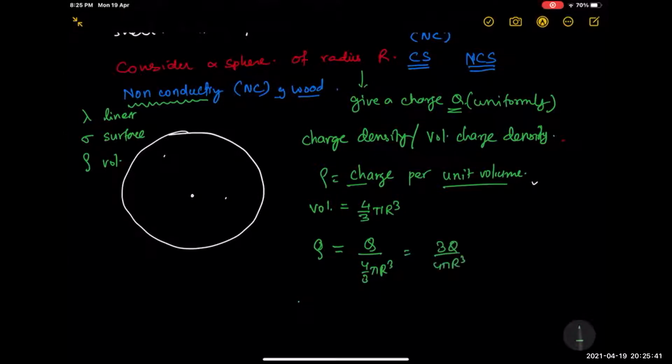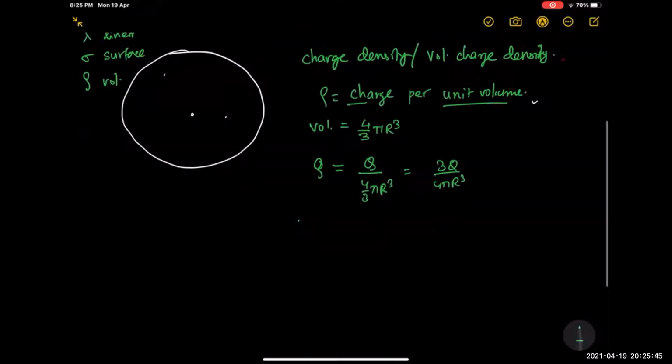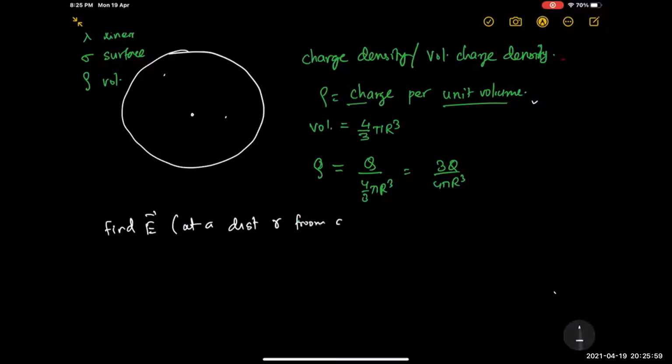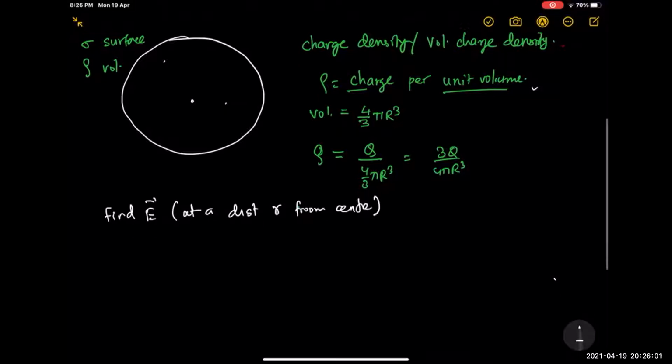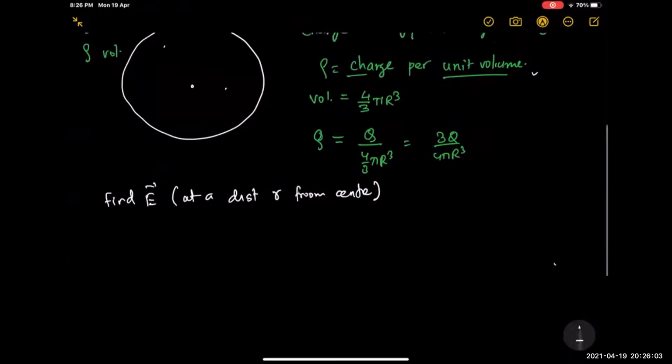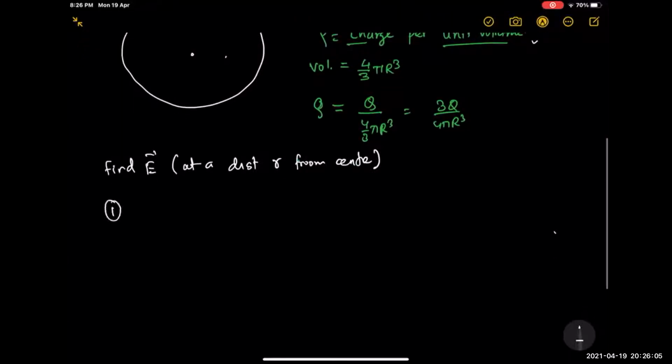Now the question asked is, find the electric field at a distance r from the center. You will have three cases. Case 1, when r is less than R. Case 2, when r is equal to R. And case 3, when r is greater than R.